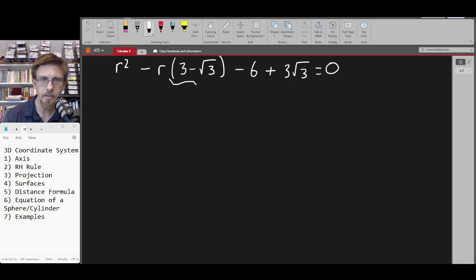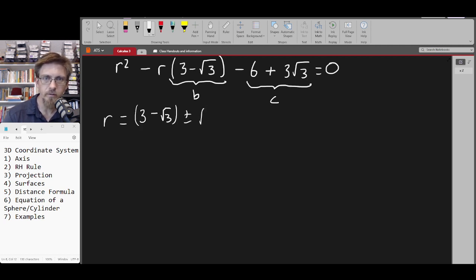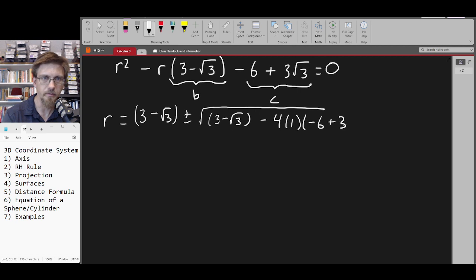So this term right here is b, and if we make that, well, plus the negative, right? And then this right here is akin to c. So r is equal to the opposite of b, so that is going to be 3 minus rad 3, plus or minus the square root of b squared minus 4 times a times c, which is negative 6 plus 3 rad 3.